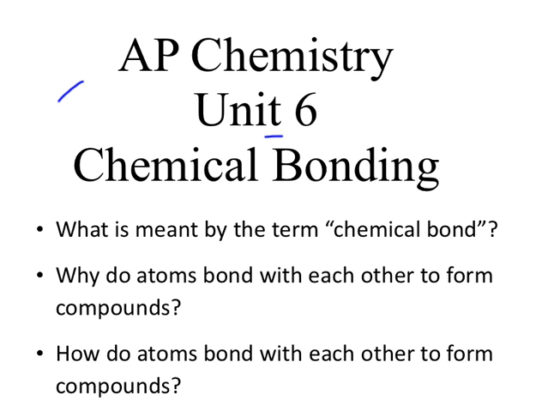Unit 6 is on bonding, and this is that fun unit where we draw Lewis dot structures and do shapes and hybridization, which you haven't learned yet, and bond angles and all of that fun stuff. Okay? So today we're just going to talk about the basics of chemical bonding and the different types of bonds.